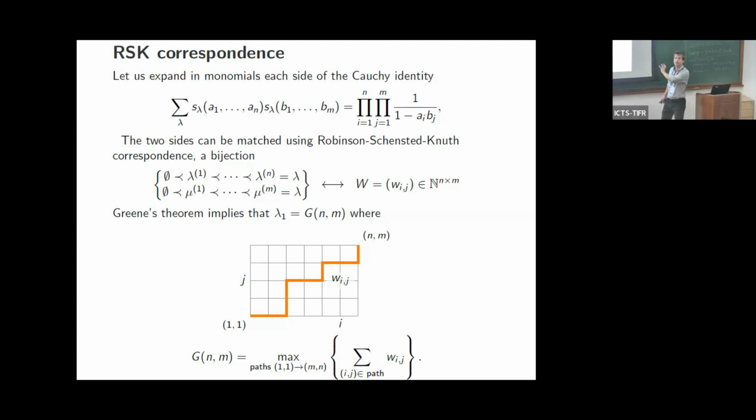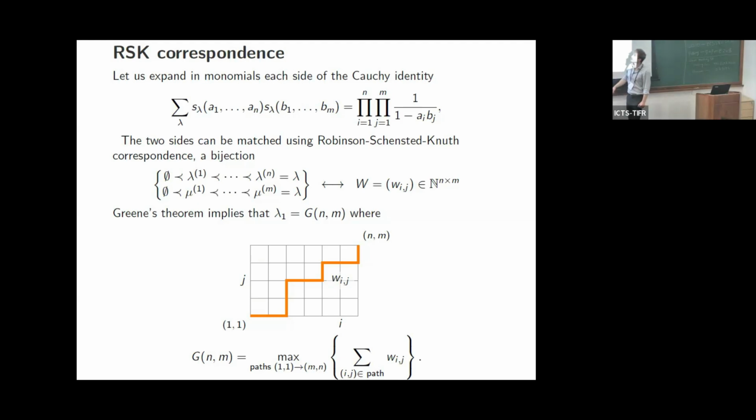And for the moment, I don't want to tell you exactly what is the correspondence between the matrix W and lambda. We will just use the fact that there is such a bijection. And we will use this bijection as a change of variable to get something interesting in probability. So in order to relate to some probabilistic model, I need to tell you a little more about this Robinson-Schensted-Knuth correspondence. And the only property that I need for the moment is that under this bijection, certain parts of the interlaced sequences have a very nice combinatorial interpretation in terms of the entries of the matrix W.